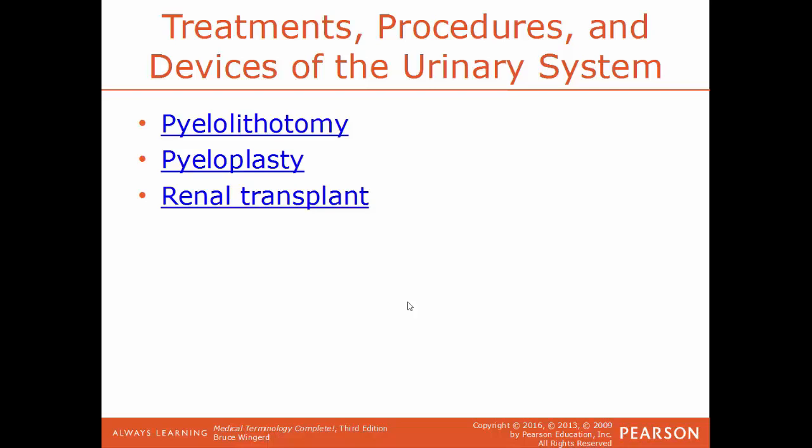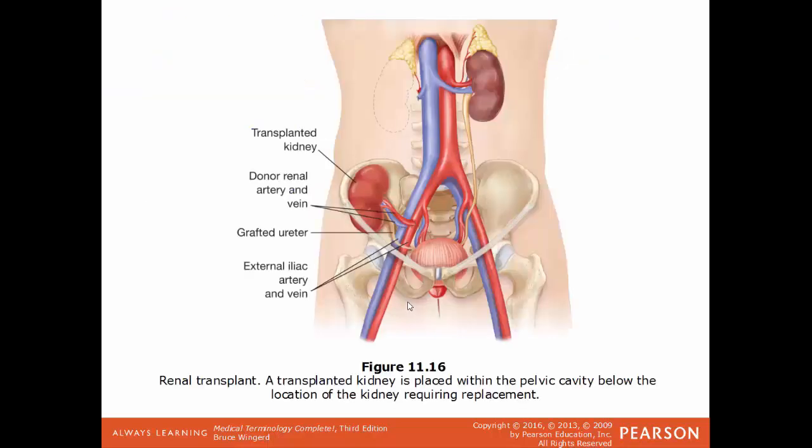And renal transplant. This is the transplanting of a functioning kidney into a patient who is at the end-stage renal disease. You cannot live without at least one functioning kidney. In this image, we have an example of a renal transplant. Now, when a kidney is transplanted into a recipient, it's not put into the same location that the diseased one was taken out, which is indicated here. The kidney that's transplanted into the patient is actually put here in the pelvis.